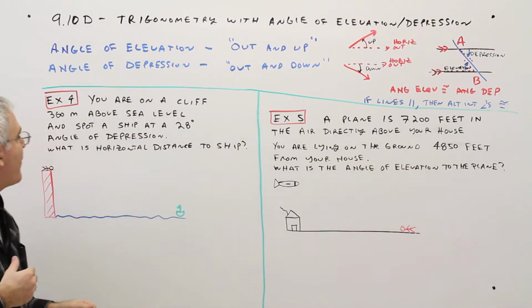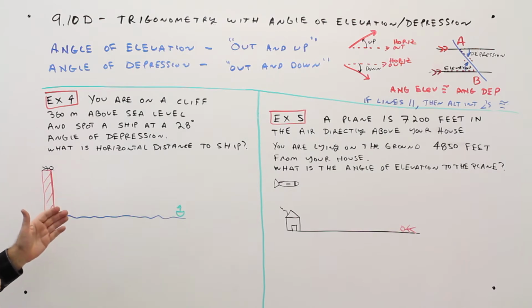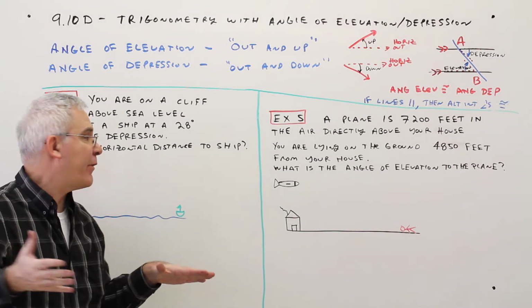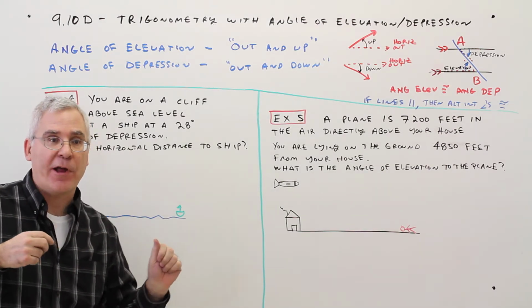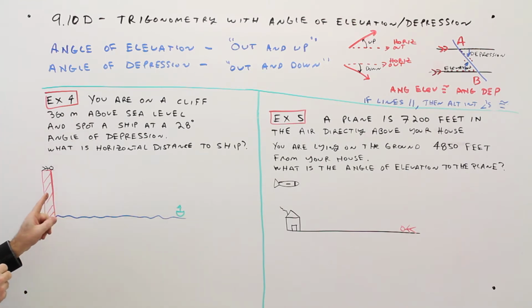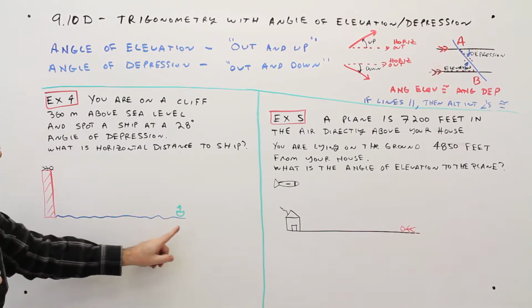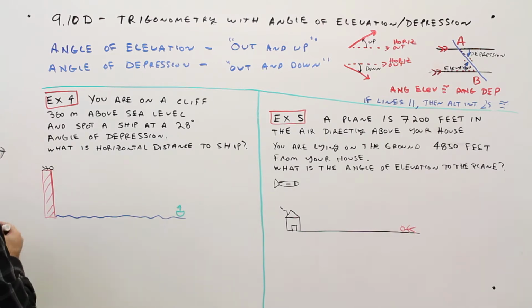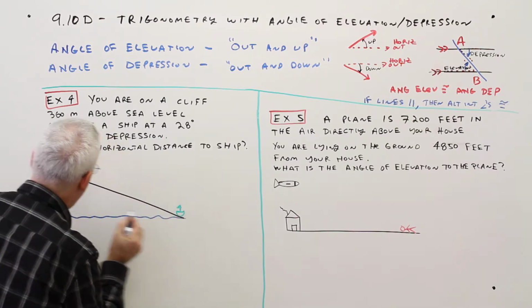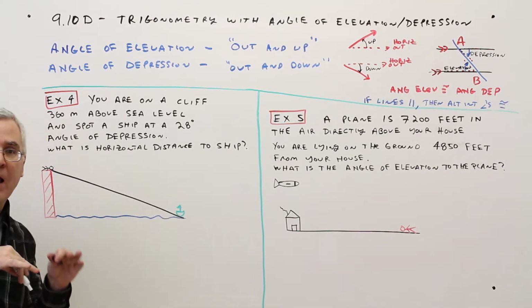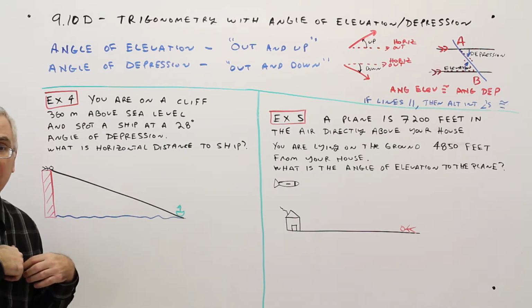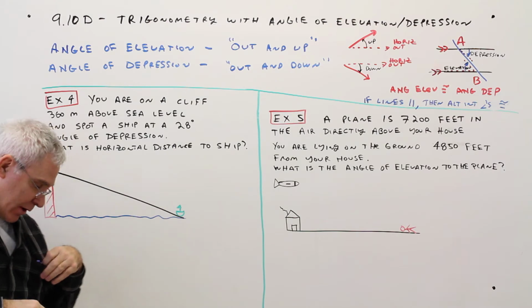All right, so I've got two examples here. Example 4. And one note, these drawings are not to scale, and normally in class I'd have a student draw these because I am really bad at drawing. All right, so you are on a cliff 360 meters above sea level and spot a ship at a 28-degree angle of depression. What is the horizontal distance to the ship? So first thing we're going to do is draw the line of sight. And I usually make my drawing so the person's laying down, so we'd have to figure out about their height. All right, now angle of depression, again, out and then down.